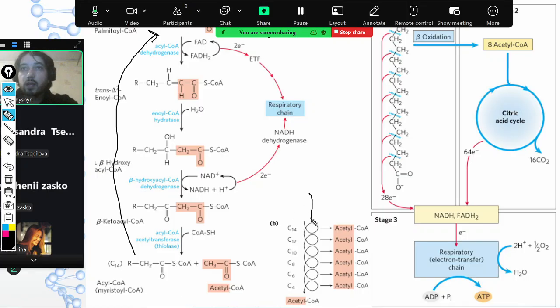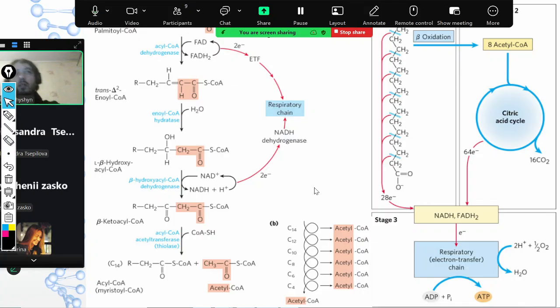And this is basically the scheme of how it goes. With C14 we get acetyl-CoA for the Krebs cycle, and we are left with C12. With C12, once again, we get C10, C8, C6, C4, and then C4 is split into two acetyl-CoAs. So at each iteration of this cycle, we get one acetyl-CoA, and the remnant gets shorter by two carbon atoms.